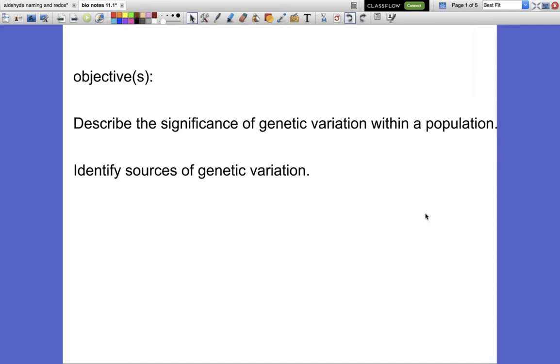These are our notes for section 1 of chapter 11. Chapter 11 itself is about evolution of populations, but section 1 is pretty quick, pretty easy. We're going to describe the significance of genetic variation within a population, and then also where that genetic variation comes from. Talk about the sources of that genetic variation.